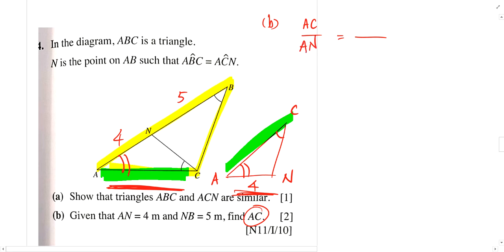Yes, because I already said I want to put my larger triangle in the numerator. Well, if you chose to write AC over AB, still perfectly correct as long as your second fraction is still of the same format, the small triangle over the big triangle, okay? So next, AC over AN must be equals to AB over AC. How many unknowns are there over here? What is the unknown? AC.